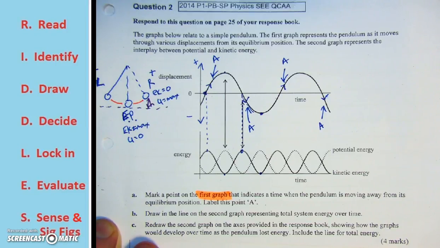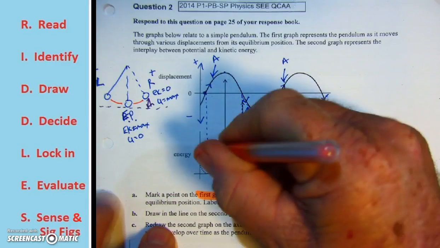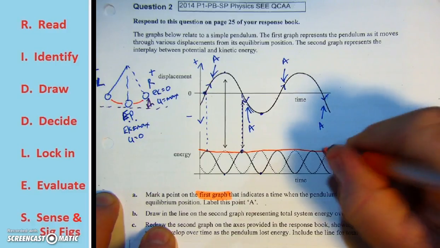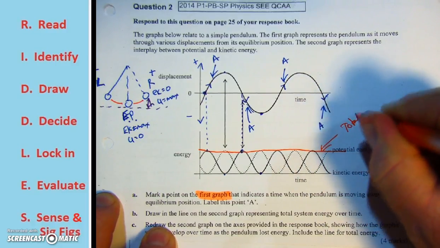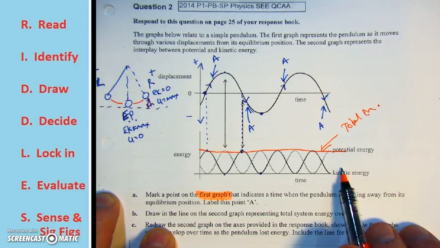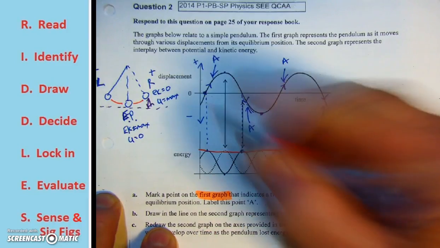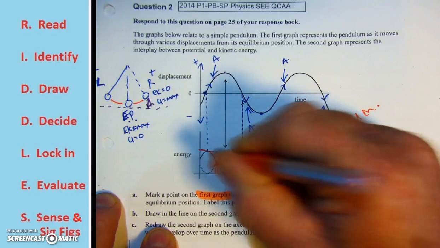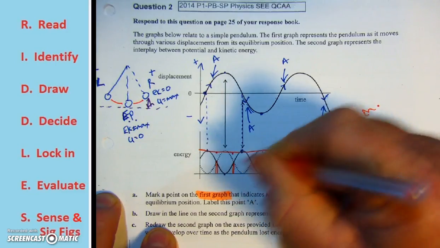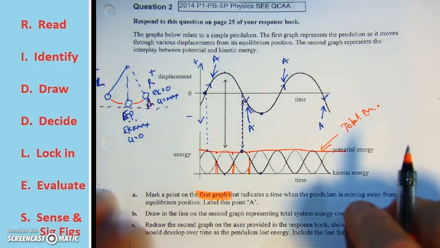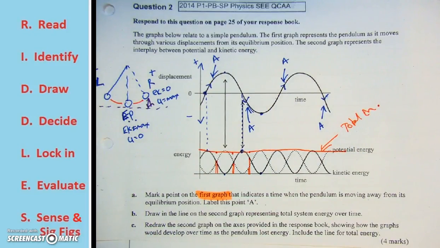Part B, draw a line on the second graph representing the total energy. The total energy is just the sum of these. So this here is the total energy. This is our second graph representing the total energy. The total energy is you add those two up to give you here. You add that one and that one to take you to here. So there's our total energy. Our total energy remains constant.